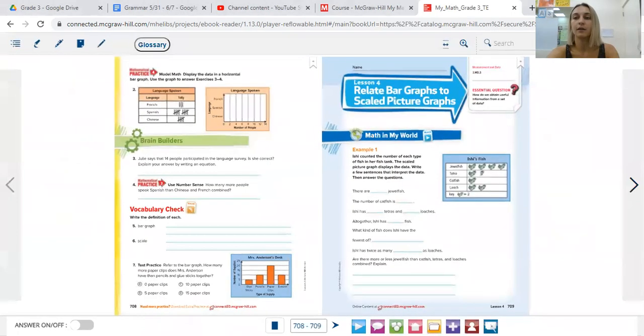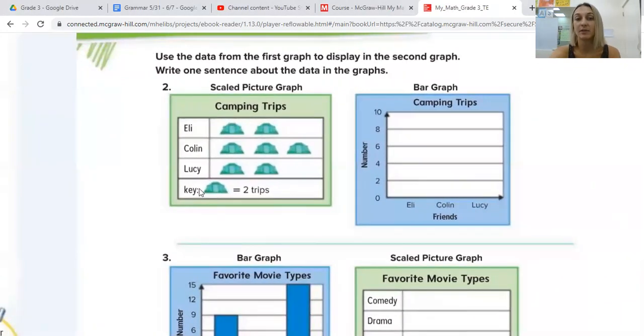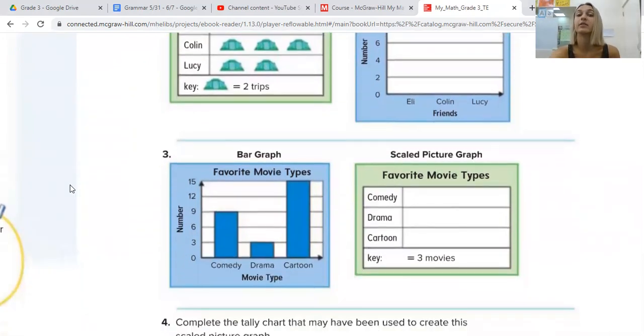Let's see, what are we working with on this one? So they're talking about camping trips. How many camping trips Colin, Eli, and Lucy went on? So you could say, Lucy went on blank camping trips. Or Colin went on blank more camping trips than Eli. Just 1 sentence. Okay, so I shouldn't just see your bar graph. Hopefully you're paying attention. You also need to write a sentence for each.